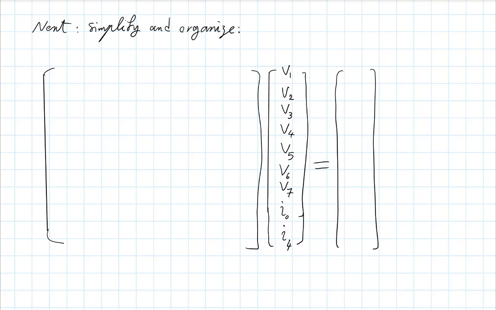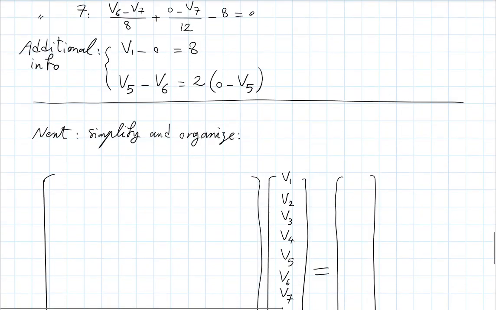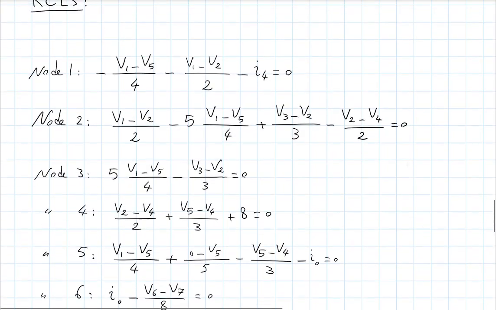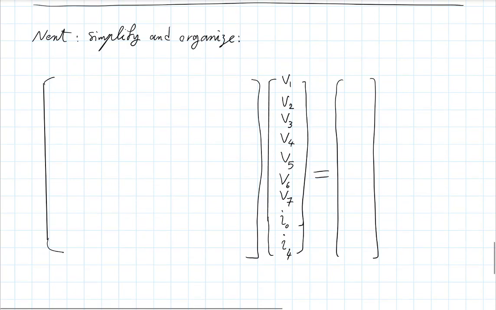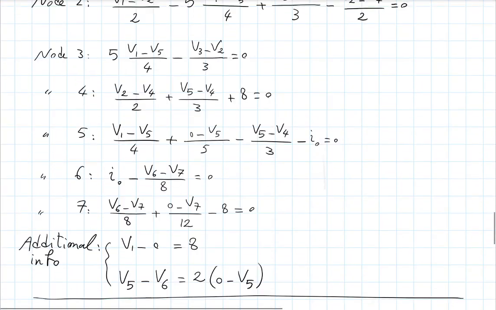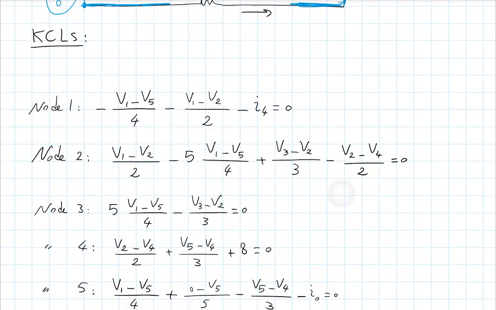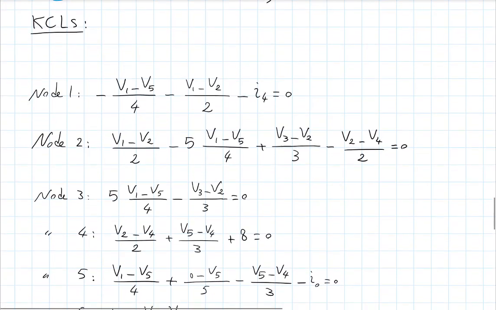OK? So now I basically have to go through these. And you can see, now the first equation will have something times V1, something times V2, something times V5, something times I4. So it will be something like, well, let's write it actually. For V1, is minus 1 over 4 minus 1 over 2, right? So that's minus 3/4.